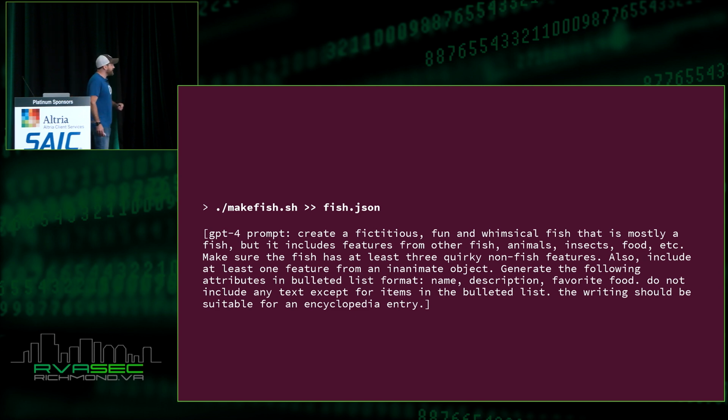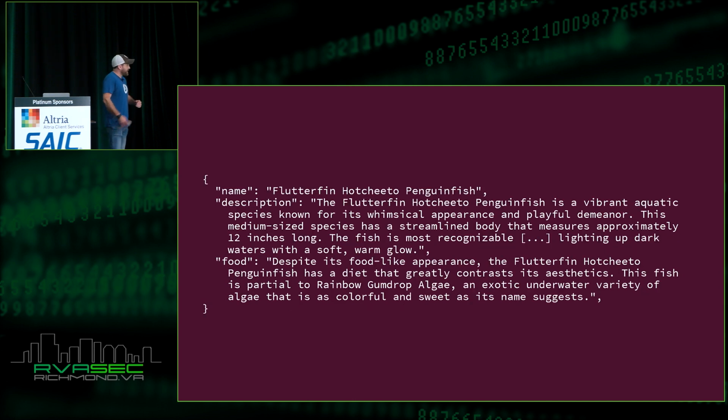The first step was making the fish. So a basic prompt said, all right, give me a fictitious, fun, and whimsical fish that's mostly a fish, but also includes features from other fish, animals, insects, food, etc. Give me a list of attributes. Return this as a JSON blob. So when you get that back, you try to parse it. If it parses, it's good. Eventually, you end up with a whole array of these little blobs for your fish.